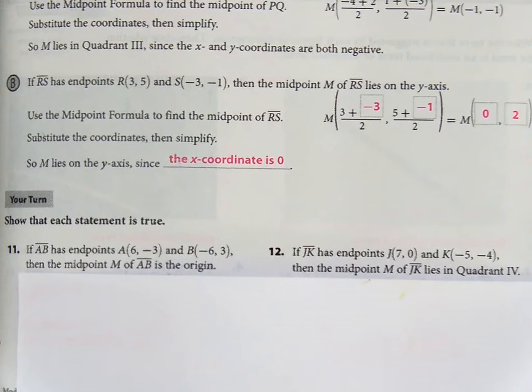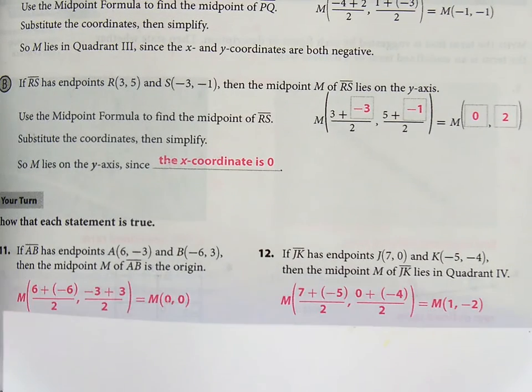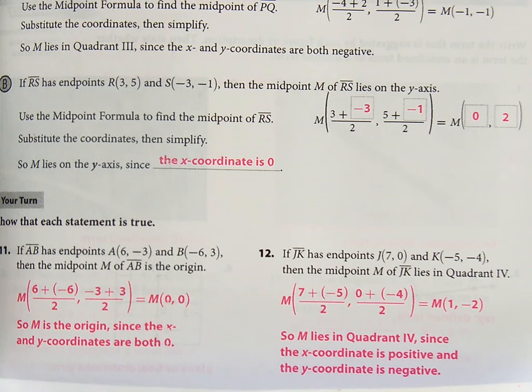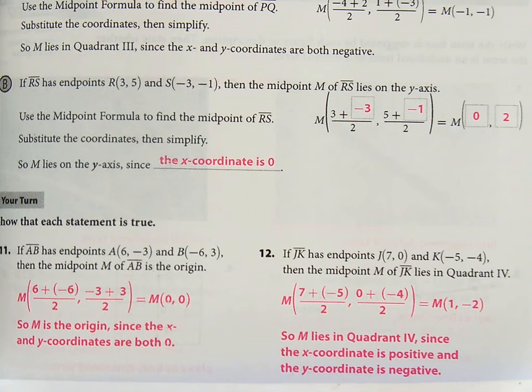Alright, let's go ahead and check your answers. So it is, since both of them are at 0, 0, and point M does lie in quadrant 4 since the x is positive but the y is negative. Alright, I hope this helped.